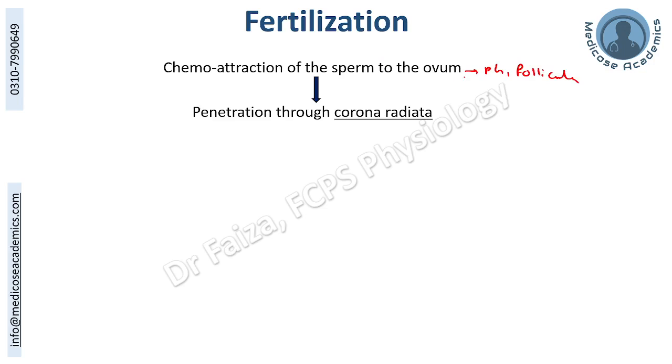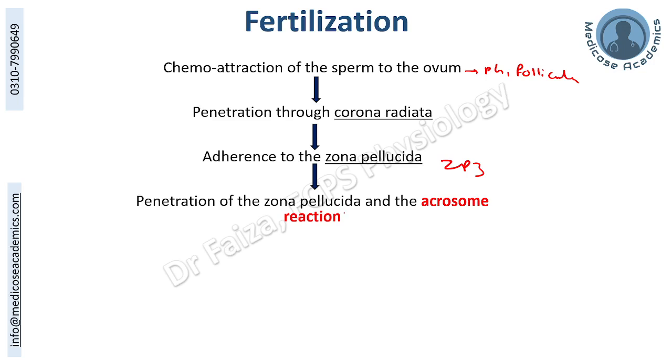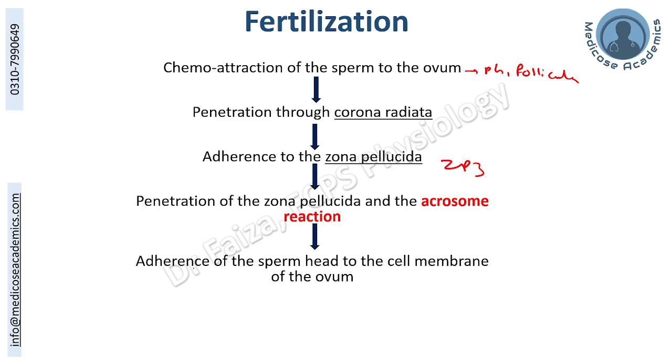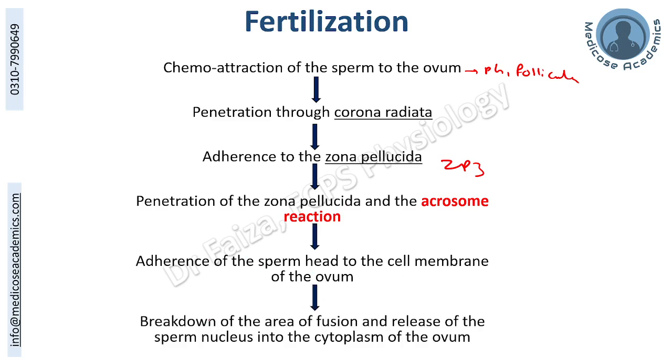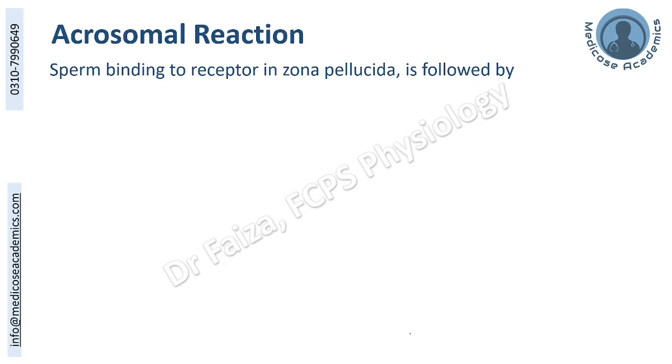Once the sperm has reached the ovum, it will first penetrate through the corona radiata, then adhere to the zona pellucida, ZP3 receptor, and then penetrate the zona pellucida, leading to the acrosomal reaction. Ultimately, adherence of the sperm head to the cell membrane of the ovum will break down the area of fusion, and the sperm nucleus will be released into the cytoplasm of the ovum.